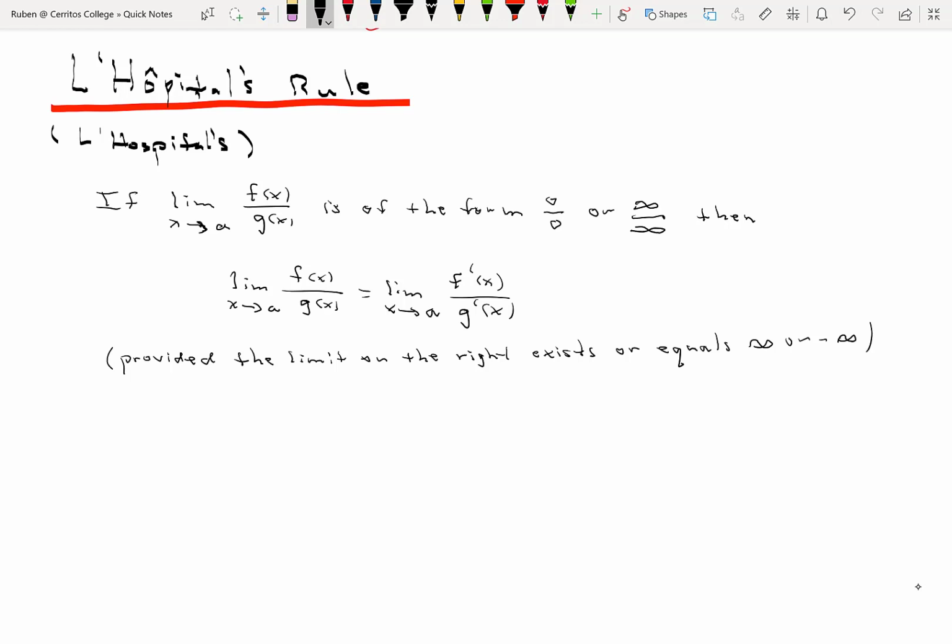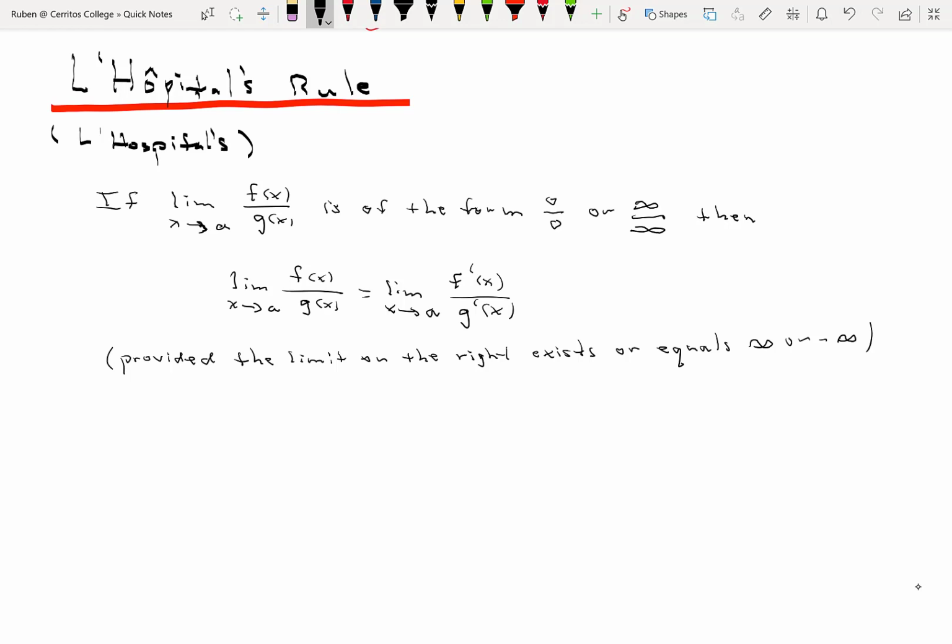This isn't the quotient rule. This is just take the derivative of the numerator and derivative of the denominator and take the limit. This is amazing. It's an amazing thing. You divide y values, that's the functions, and let x approach a, you get the same thing as if you divide the slopes of the tangent lines.